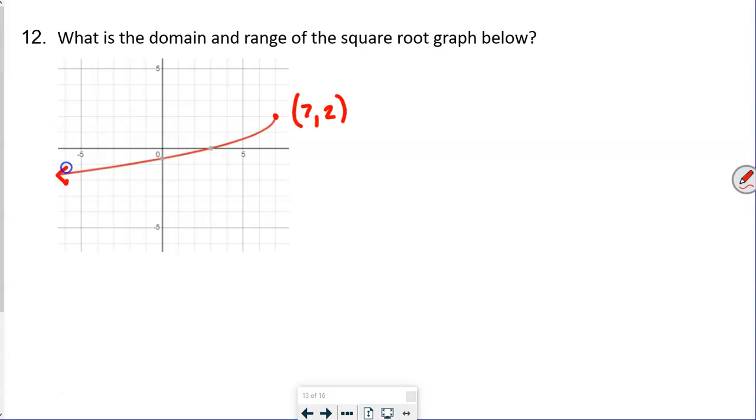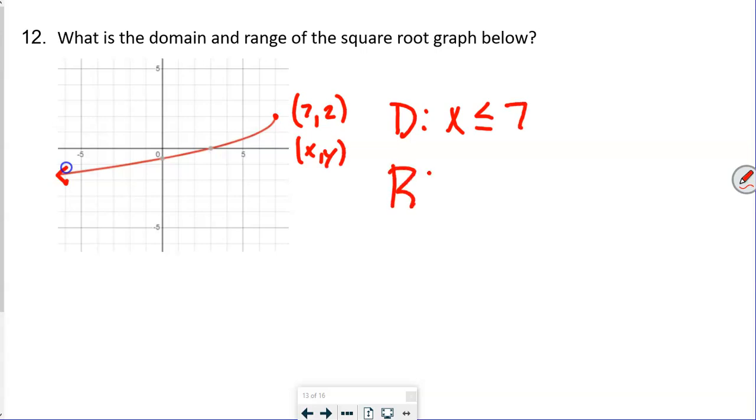the domain and range. So the domain is going to be x is going to be less than or greater than. So is the graph moving to the right or is it moving to the left? Well, it's moving to the left, so we're going to put it less than or equal to. And what number is our x value here? Remember, this is x and this is y, so that's going to be 7.